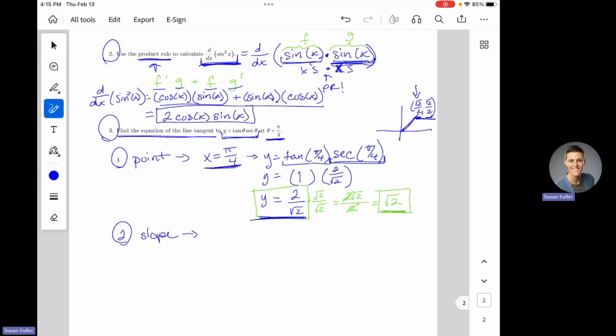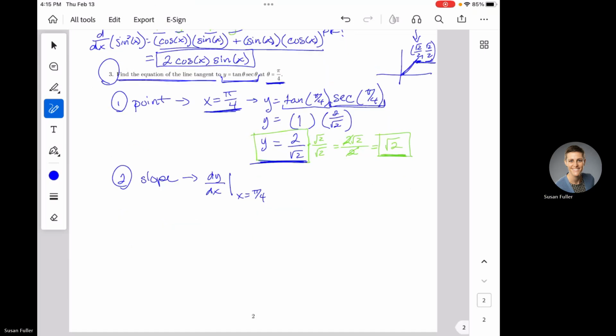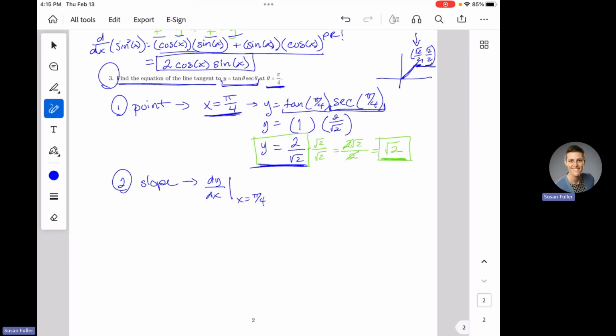I've got an x value and a y value. That's my point. And then my slope, to get a slope at a function, that's my derivative, right? A slope is a derivative. So really, I have to find my derivative, dy dx, at x equals pi over 4. So I'm going to find my derivative, and then I'm going to plug pi over 4 into it. So we just have to do this. We're going to find our derivative.